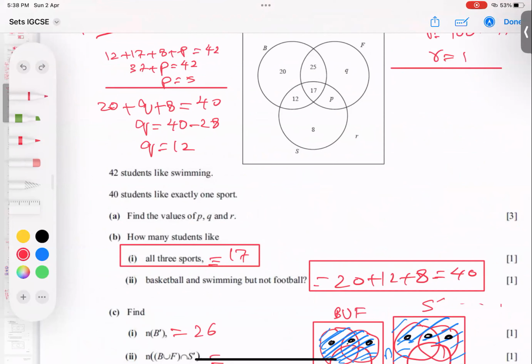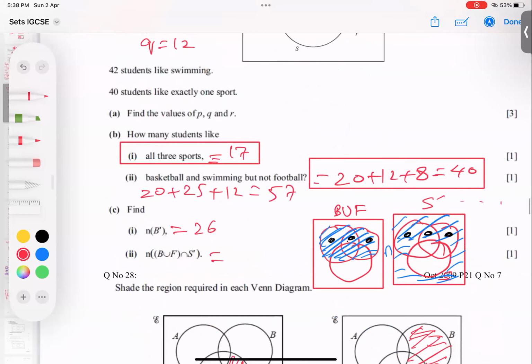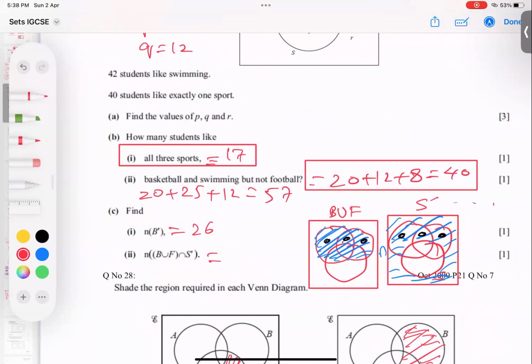Alhamdulillah Rabbil Alameen. I'm writing here: 20 plus 25 plus Q, and Q value is 12. Let me check it. I hope the point is very clear, and the answer is 57. Alhamdulillah Rabbil Alameen. Sorry, 57, I have to write not up here, down. So 57. I hope the point is very, very clear.